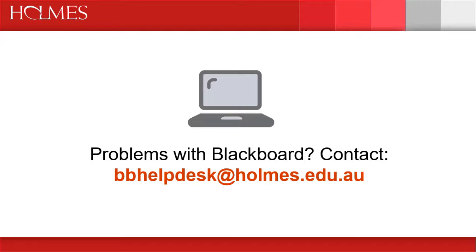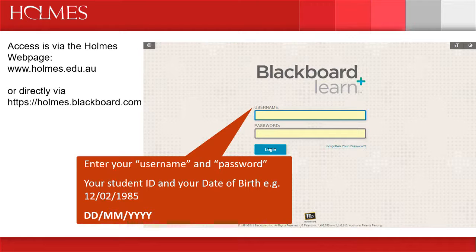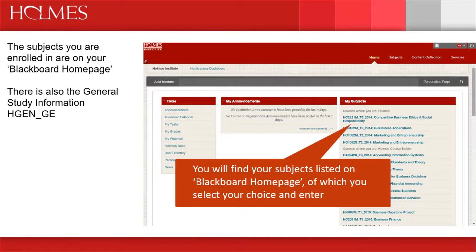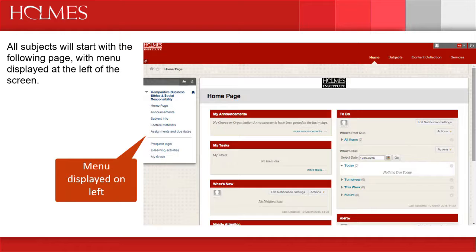You can access Blackboard via the Holmes Institute webpage. When entering Blackboard, you'll need to enter your username and password. You'll find your subjects listed on Blackboard homepage. You can select your choice and enter. The menu options are displayed on the left.